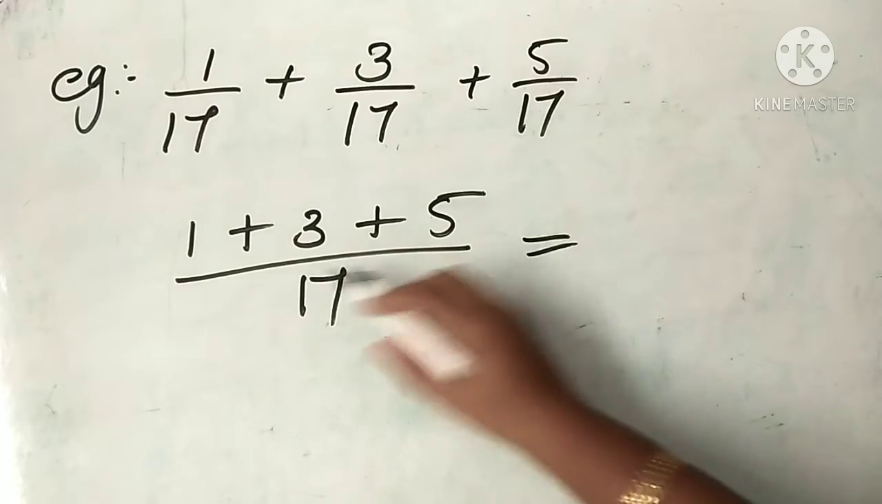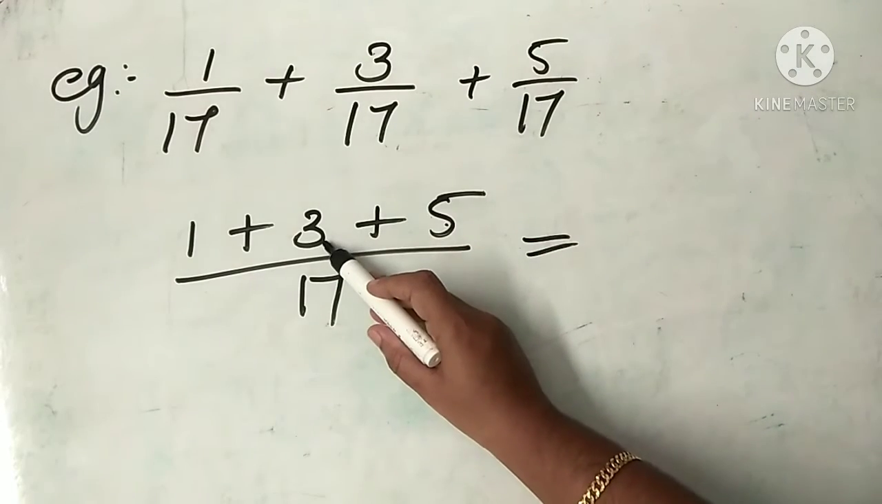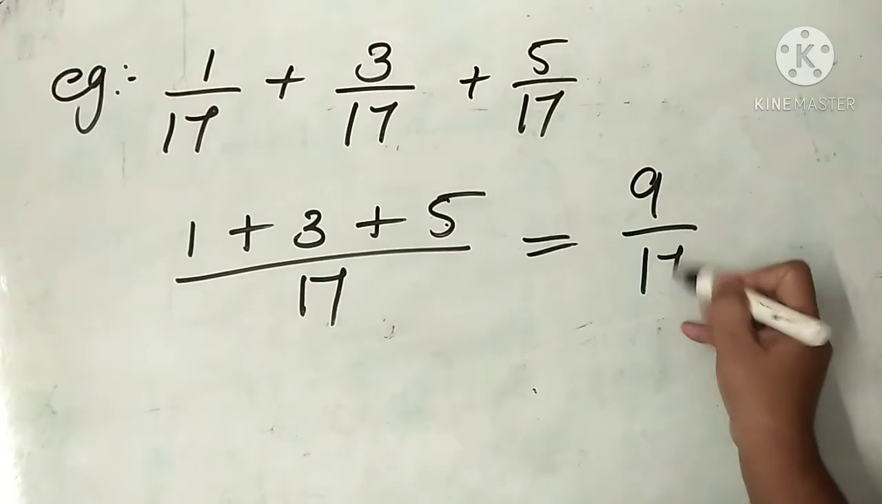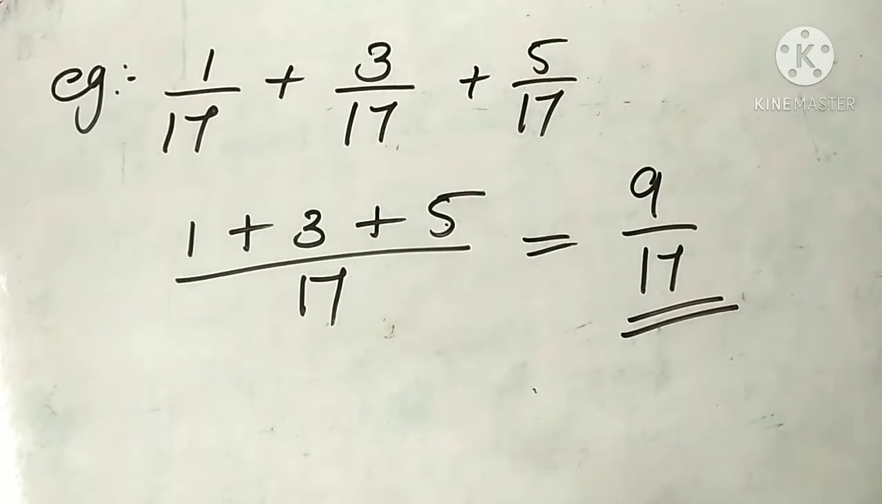Now we can add all the numerator. 5 plus 3, 8. 8 plus 1, 9. 9 by 17 is the answer.